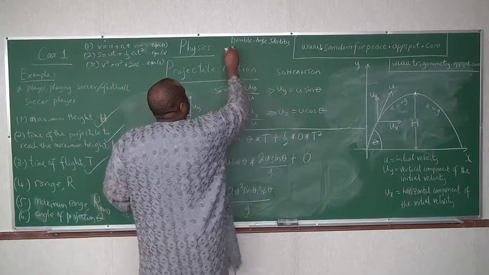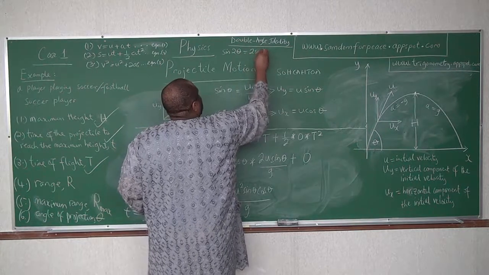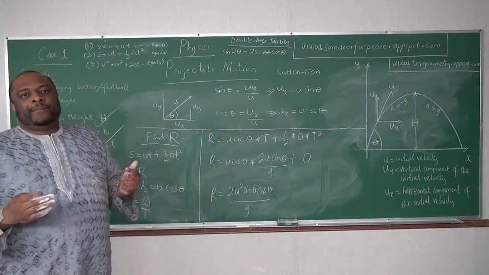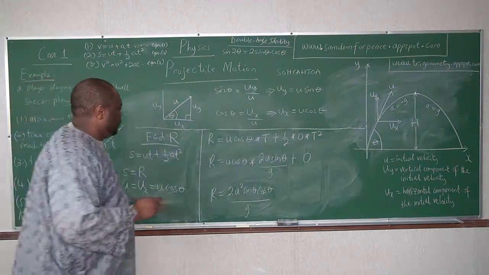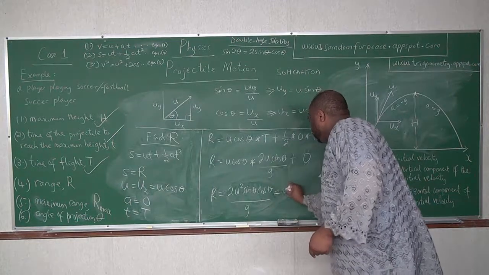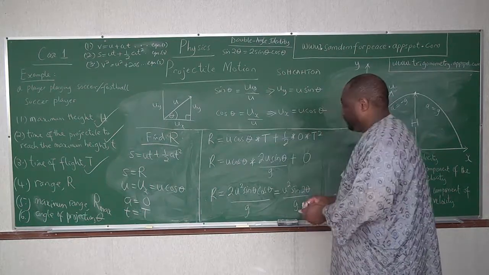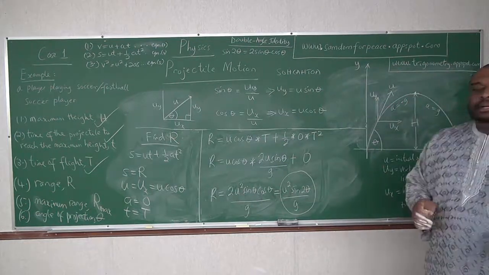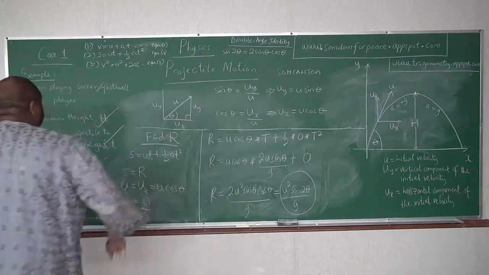So the double angle identity is that sine 2 theta is equal to 2 sine theta cos theta. That is the double angle identity. 2 sine theta cos theta is the same thing as sine 2 theta. So here 2 sine theta cos theta is sine 2 theta. So this is equal to u squared sine 2 theta over g. And this is our range here. u squared sine 2 theta over g. That's the range. Okay? You got that?